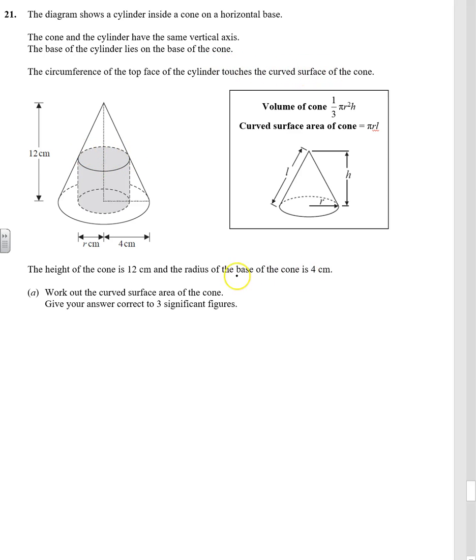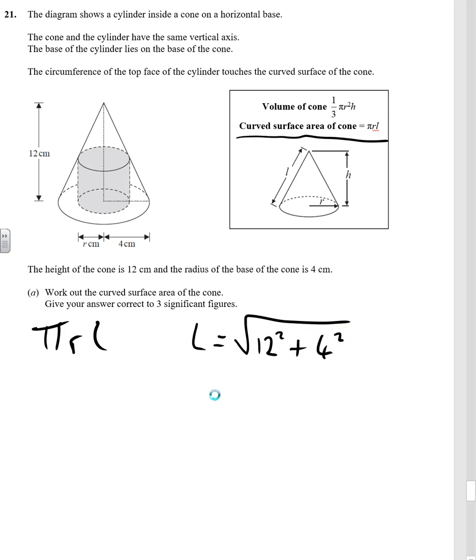We've got the height and we've got the radius, and we need to work out the surface area. Well, we're told the curved surface area, that's all we need. So we need pi r L. Now L is the slanted height, so we're going to have to use Pythagoras to work out the slanted height. So L is equal to the square root of 12 squared add 4 squared, which gives us 160, or the square root of 160, using a calculator, 12.6 centimetres.